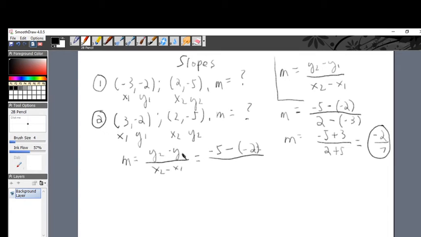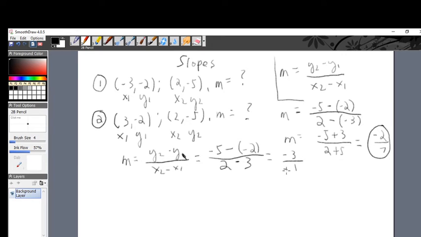What about x2? x2 is a 2. And minus is part of the formula. And x1 is a 3. Where does that get me? Negative 5 plus 2 is negative 3. And 2 minus 3 is negative 1.